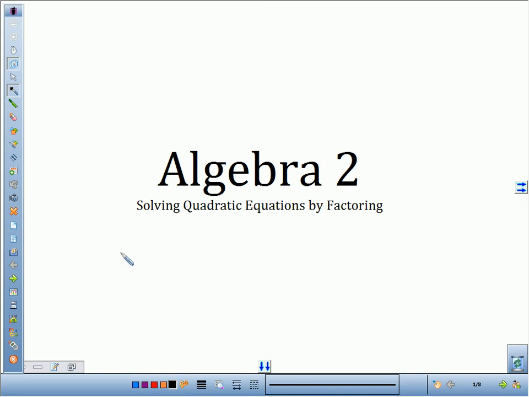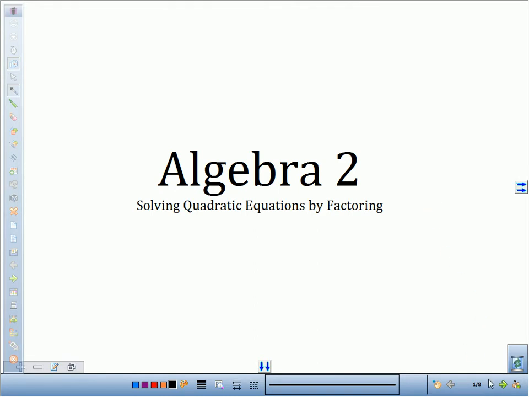These are the notes for Algebra 2, and they involve solving quadratic equations by factoring. We've already been looking at the process of factoring and factoring completely, and now we're going to see how we can use the process of factoring to help us solve quadratic equations without having to draw a graph.